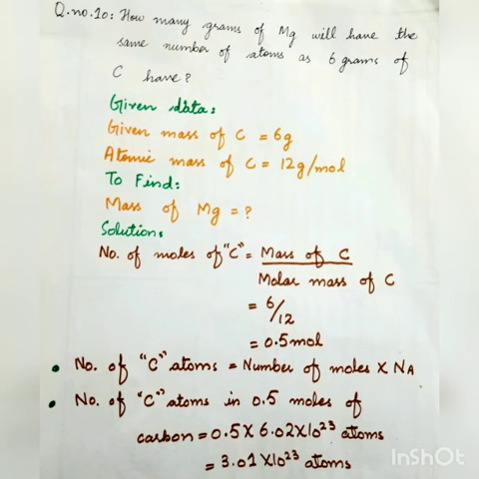The number of carbon atoms will be calculated by number of moles multiplied by Avogadro number. And we have 0.5 moles. So the number of carbon atoms will be 0.5 multiplied by 6.02 × 10^23 atoms. And we will get 3.01 × 10^23 atoms. So these are the number of carbon atoms in 0.5 moles, which is 3.01 × 10^23.